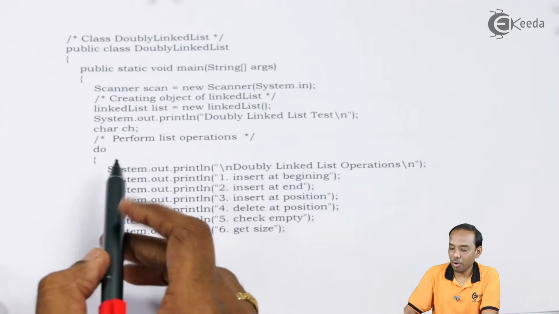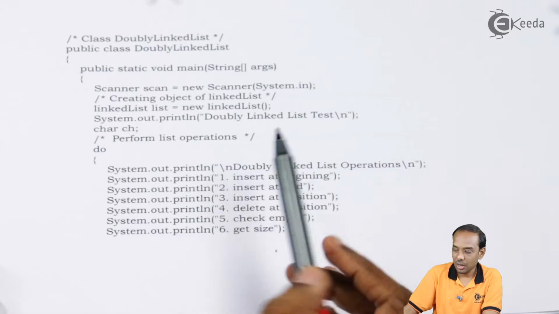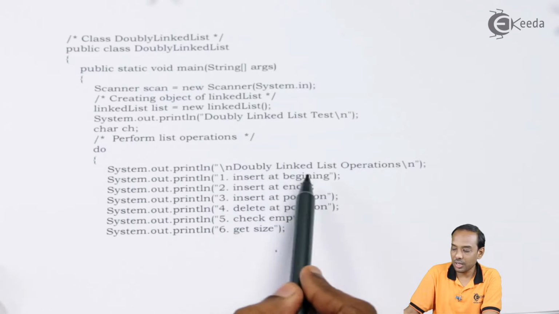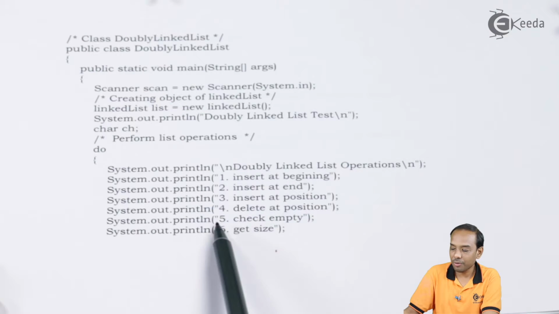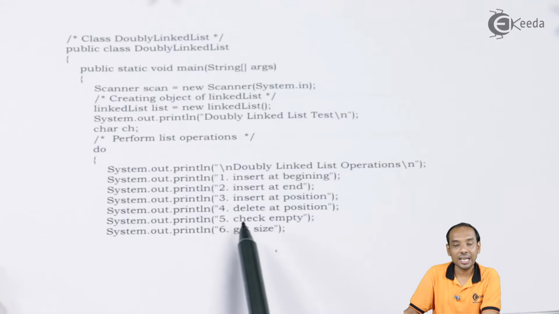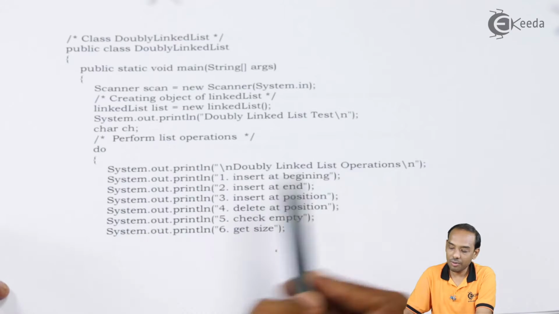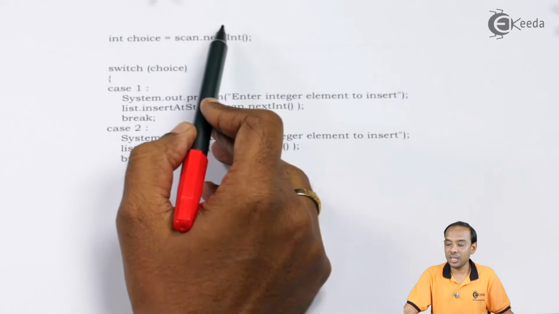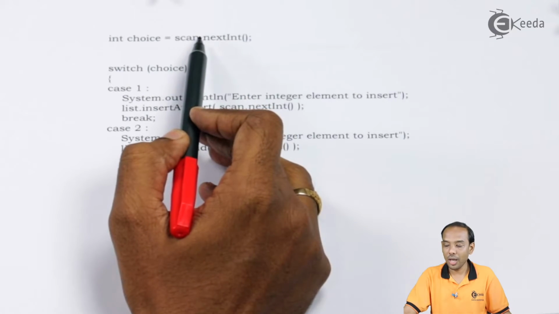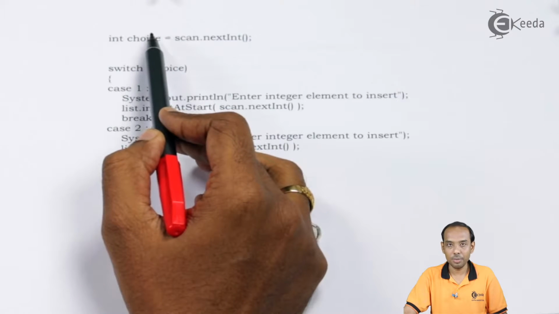Okay, then I will be providing the list of operations. This list of operations is: 1 insert at begin, 2 insert at end, 3 insert at position, 4 is for delete at position, 5 check empty, and 6 is get size. Once we are done with these values, then what we do is get the choice from the user, and we store it in the choice variable.